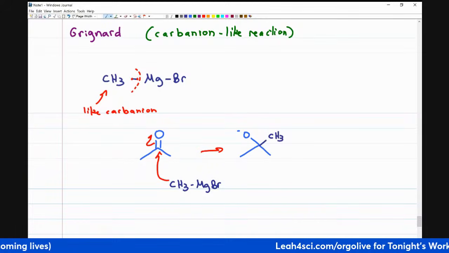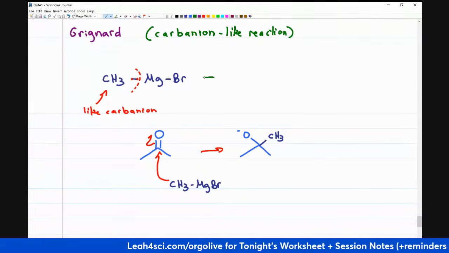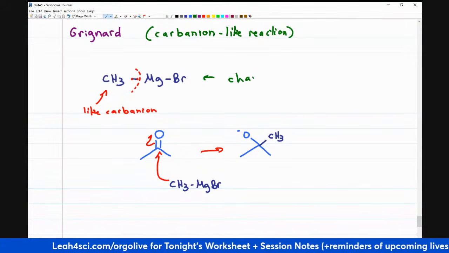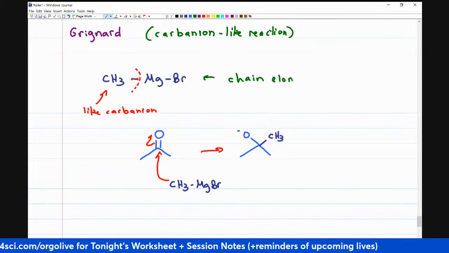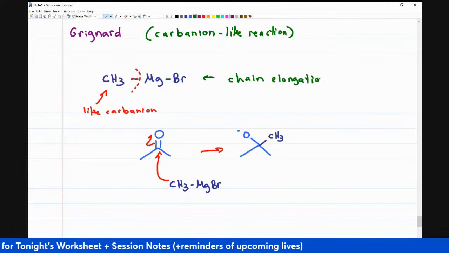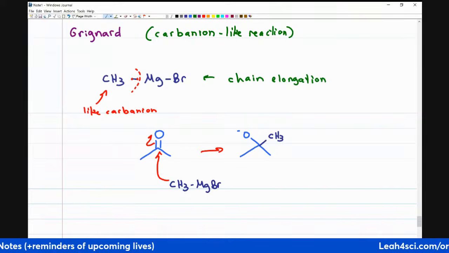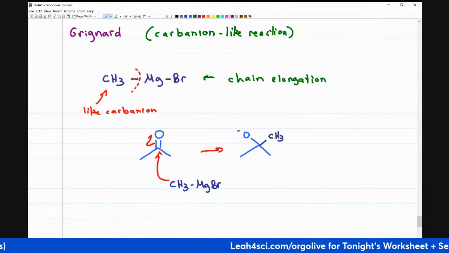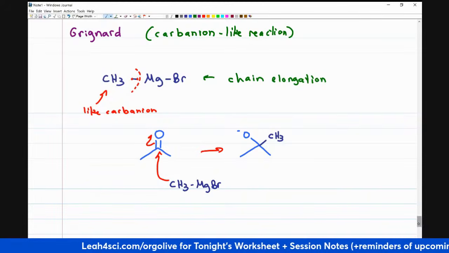So this is a very, very important reaction to know, because this is your best bet for chain elongation in organic chemistry too. Your absolute first thing to come to mind when you see that the reaction results in a larger carbon chain, think of a Grignard. In this case, I used a small molecule, but I'll show you an example where it gets even bigger.